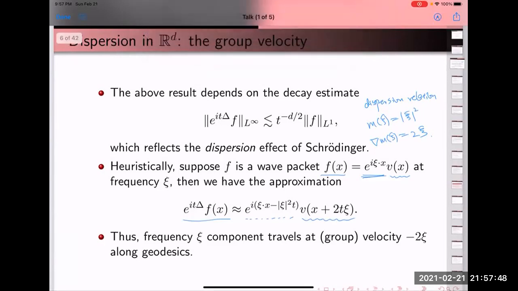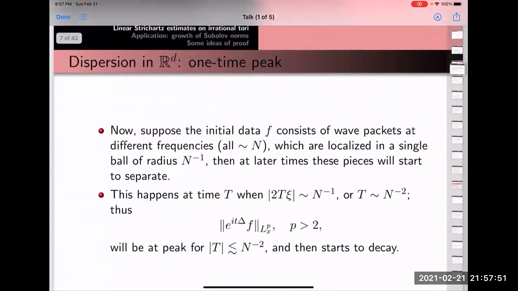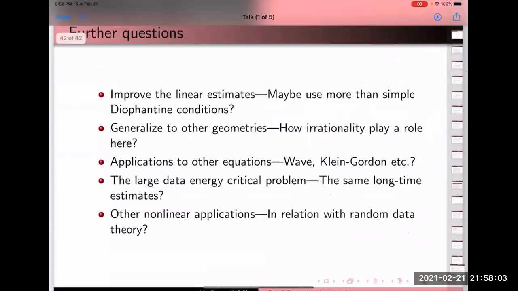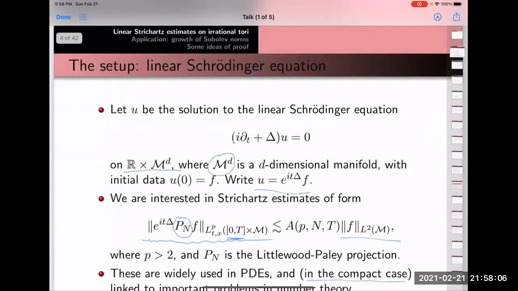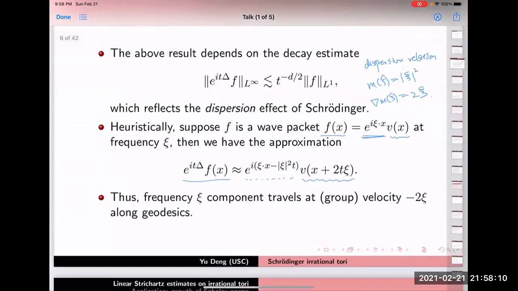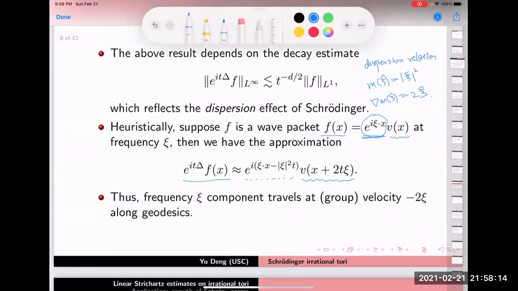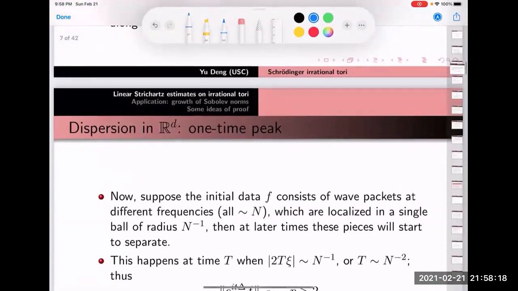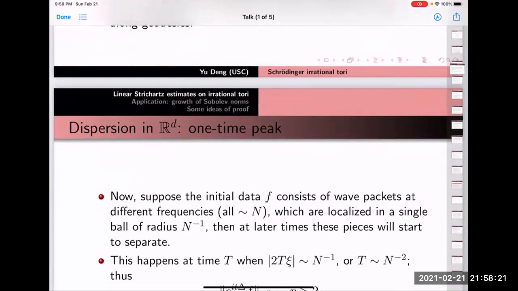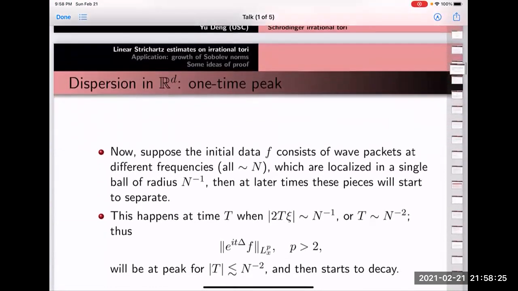What does this mean? What it means is that if initially the data f consists of wave packets at different frequencies, then of course these wave packets will travel at different speeds, because if the wave packet has frequency ξ, then the group velocity is twice ξ. So if you start with initial data being a bunch of wave packets at different frequencies, initially they are concentrated near some specific point in space, then at later times they will get separated, and they get separated means that essentially the L^p norm for p bigger than 2 gets smaller.